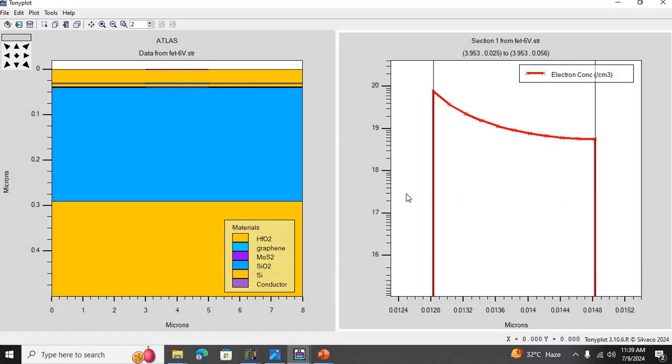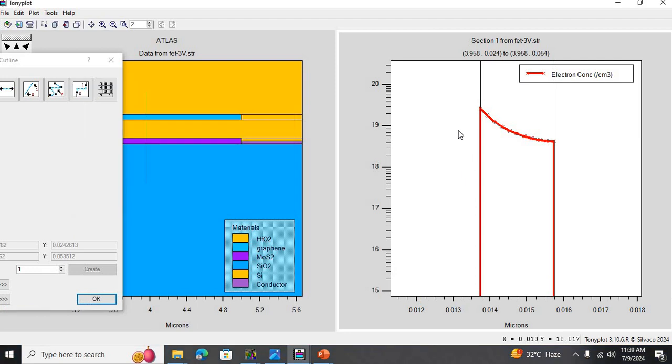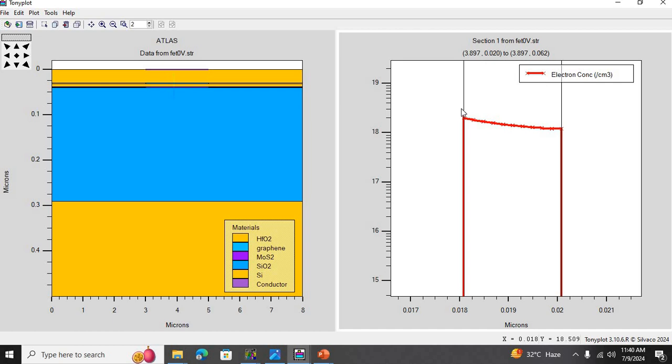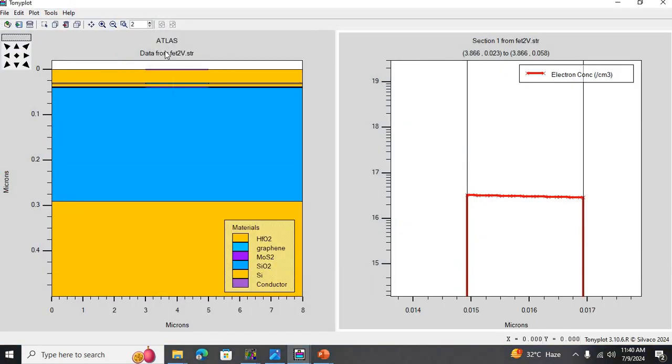Okay, so now let us compare these numbers. At minus 6 volts gate voltage, my electron concentration at the surface of the channel is approximately 10 to the power of 20 per centimeter cube. At minus 3 volts gate voltage, this electron concentration is low 10 to the power of 19 per centimeter cube. At 0 volts gate voltage, this electron concentration is low 10 to the power of 18 per centimeter cube. At plus 2 volts gate voltage, this electron concentration inside the channel is approximately low 10 to the power of 16 per centimeter cube.